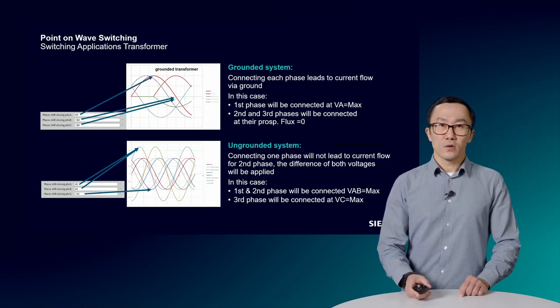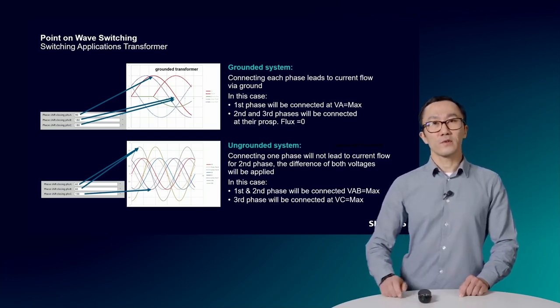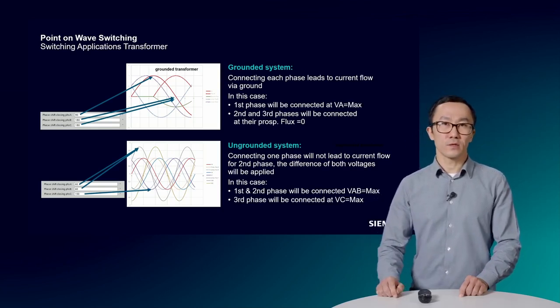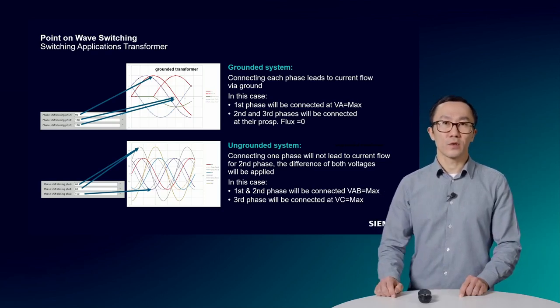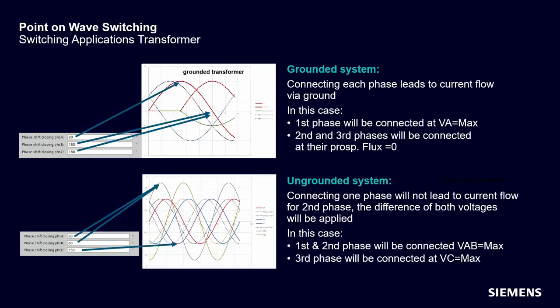So let's now have a look at the closing of the transformer in the grounded system. Here, phase A will be closed at the maximum voltage, or in other words, at 90 degrees of phase A of a reference voltage. This is the ideal point for closing the transformer because at this point, the prospective flux (dashed lines) of phase A is 0. Phase B or phase C will be closing at 180 degrees of phase A of a reference voltage. This is the point where the prospective fluxes of both phases are opposite to each other and in sum 0.